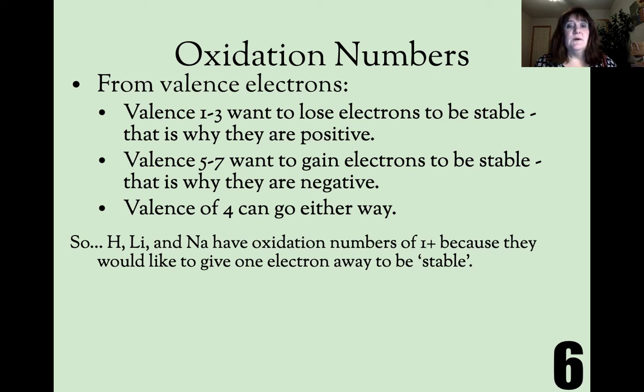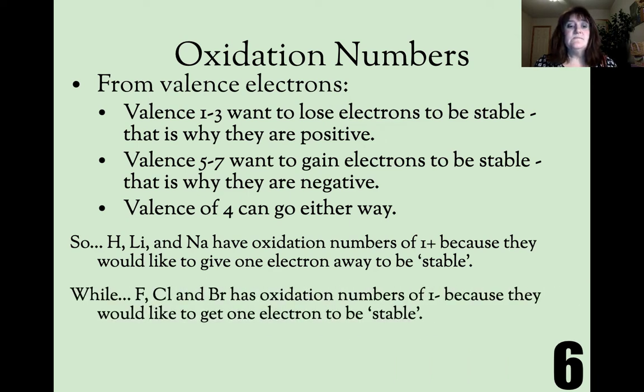So think of it this way. Hydrogen, lithium, and sodium have oxidation numbers of 1 positive because they have a valence of 1. They would really like to give that extra electron away in order to be stable. While fluorine, chlorine, and bromine, they all have oxidations of 1 negative because they have valences of 7. They want to gain 1 electron to make their perfect octet of 8 electrons in their valence shell.